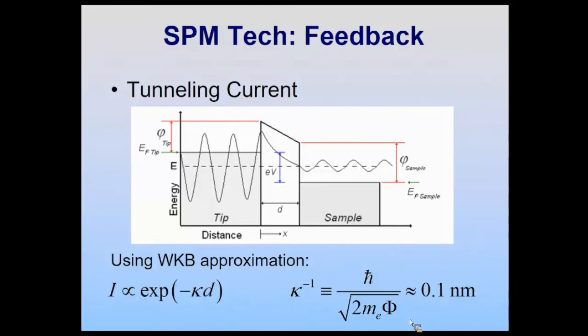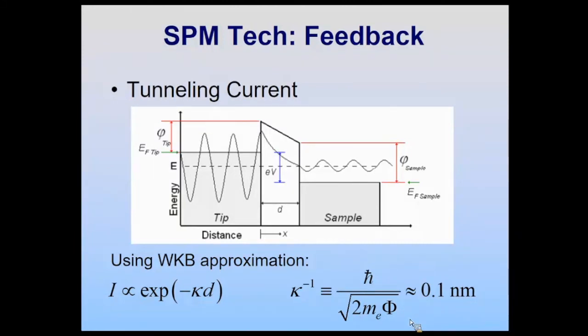And so the idea is in an STM, you have some tip, which is just a piece of wire, some metal, and some sample that you want to study. They're separated by some distance d, and they each have some work function associated with them. And what happens is that you get tunneling from, for example, in this case, the tip into the sample. And the current that flows between the two has this decay constant kappa, which is on the order of an angstrom.